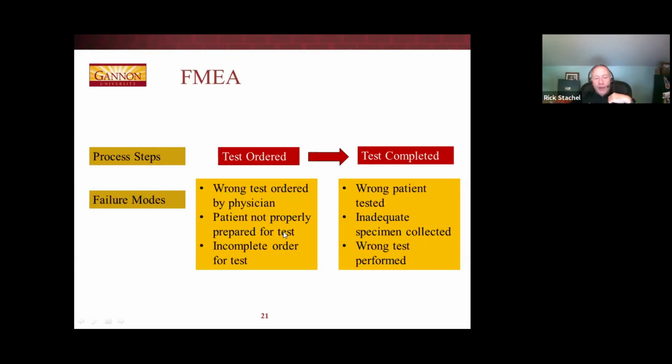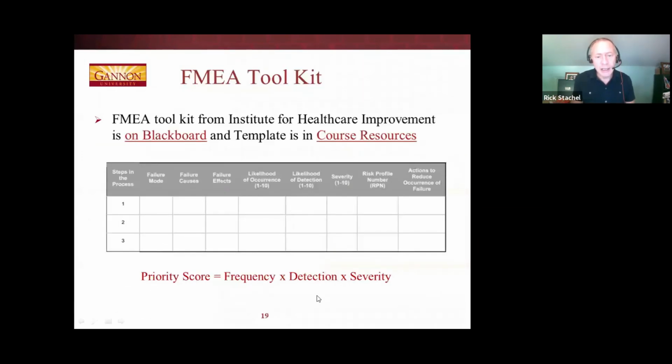Another failure mode is a patient not properly prepared for the test, which would mean an inadequate specimen collected. A lot of times, if patients haven't fasted or something like that, and that was part of the prep they needed to do, then they couldn't collect it. They couldn't run the test. So that's another failure mode. A third failure mode could be an incomplete order for a test, and that could be the wrong test performed on the right patient.